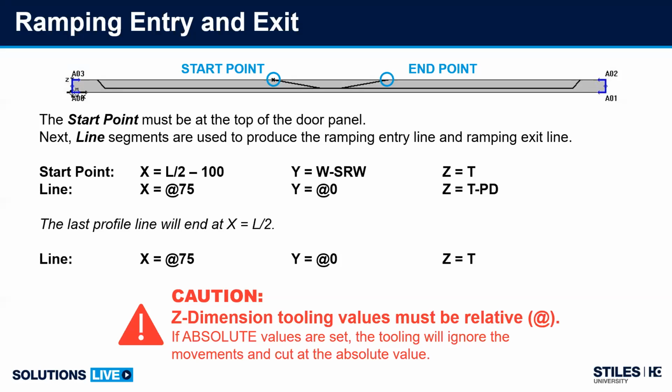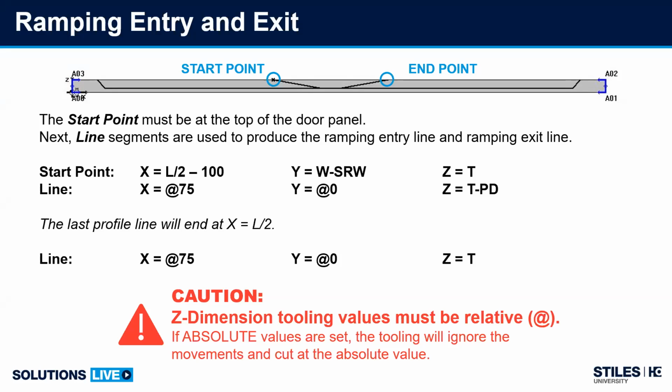So if you look at my start point, I'm at 1/2 the panel length and I backed up 100 millimeters. The Y is set at the width of the board minus the rail width, and I'm at the top of the panel. When I make the ramp in, I move 75 millimeters.